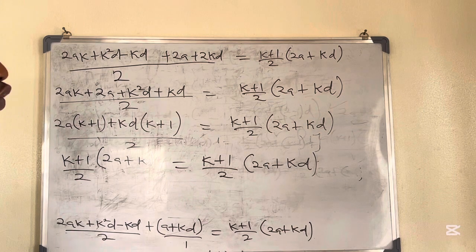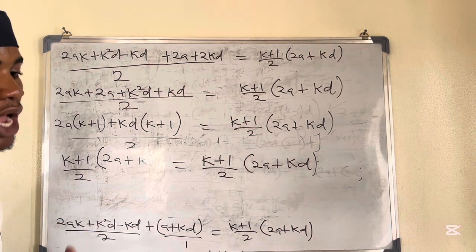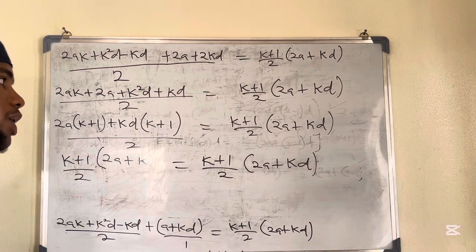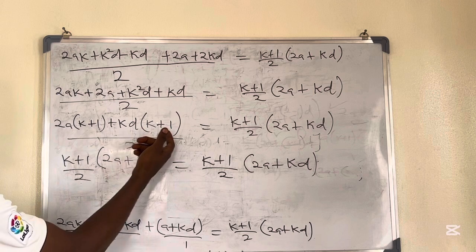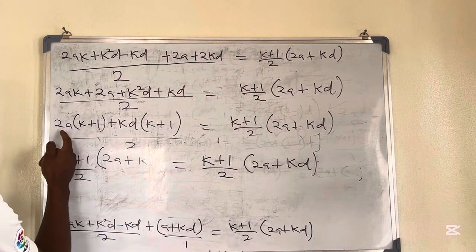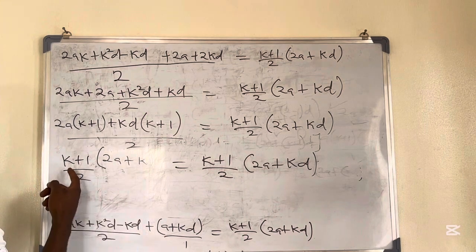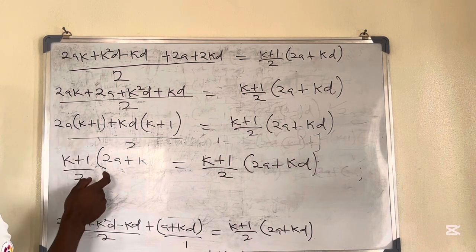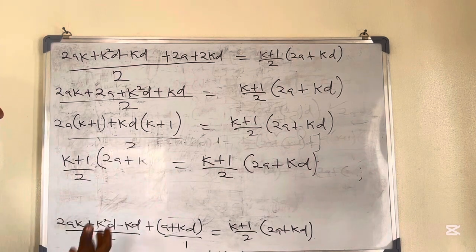You can see that we've shown, or we've proven, that our left hand side is equal to our right hand side. From our step 2, it says that we should prove that n is equal to k plus 1, and we've shown that. The only thing we did here is factor out k plus 1. So by the time we factor out k plus 1, we're left with 2a here, then plus kd. So by the time we expand this, k plus 1 multiplied by 2a, we have 2a(k plus 1), which is this. Then k plus 1 into this, we have kd(k plus 1). So we've proven.